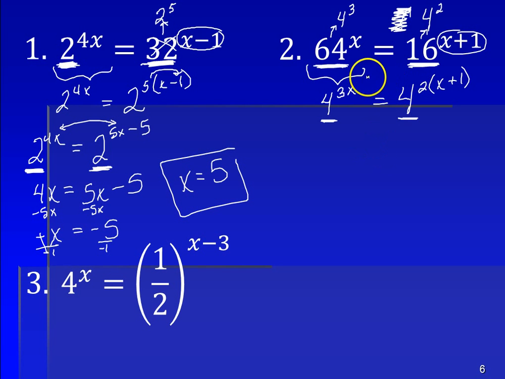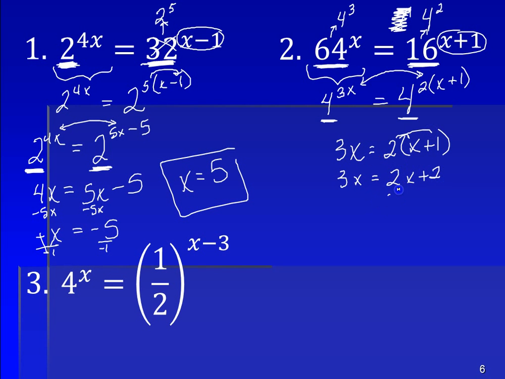So since my base is the same, that means these powers have to also be the same. So this 3x has to equal 2 times x plus 1. Okay, well, let's solve. 3x has to equal, pull my 2 in, 2x plus 2. Subtract 2x, and x has to equal 2.